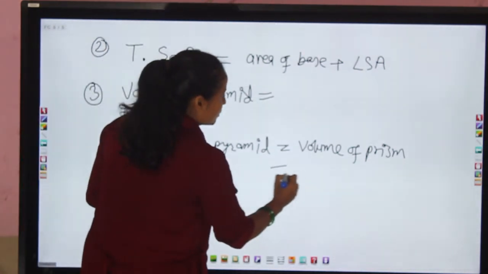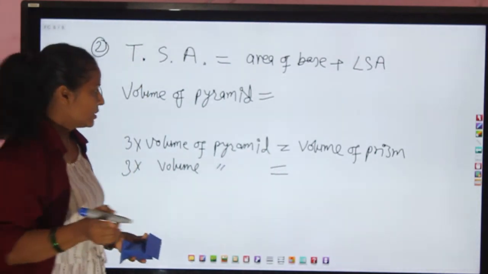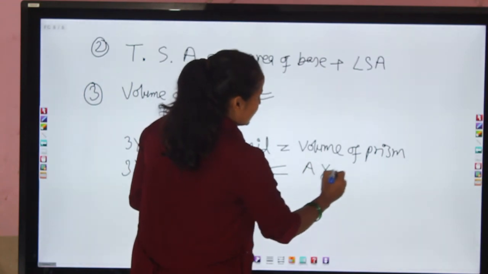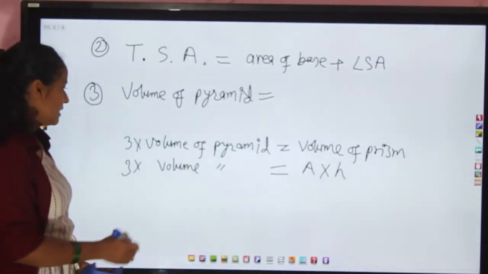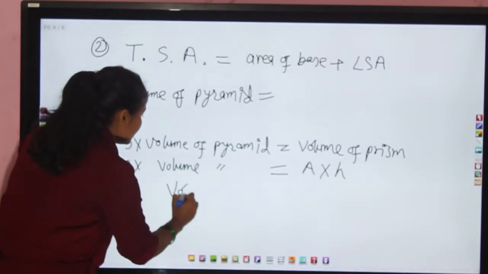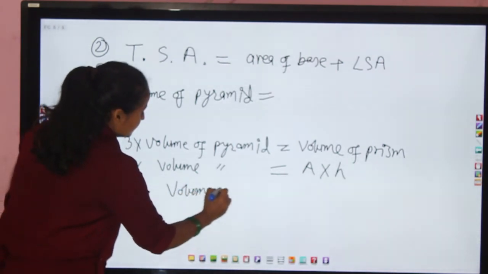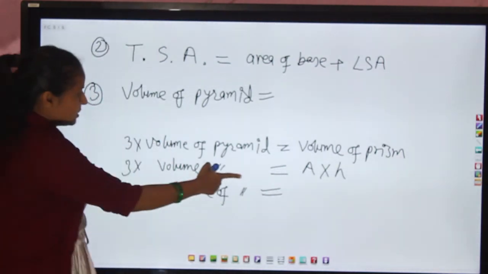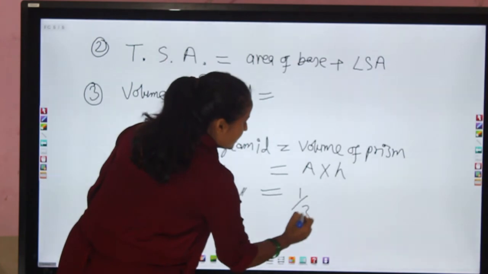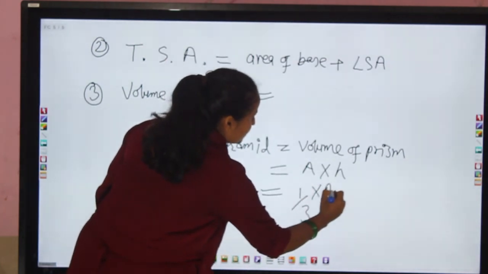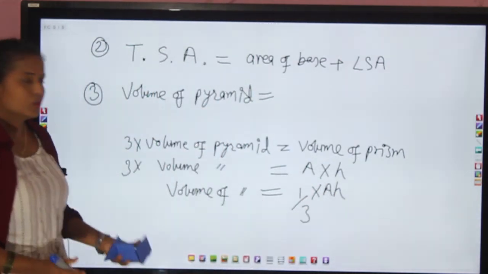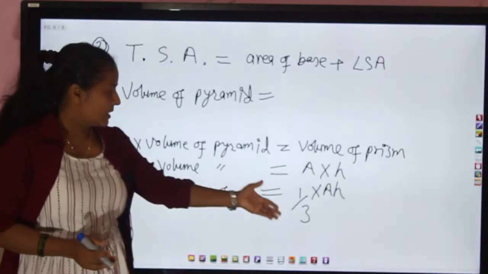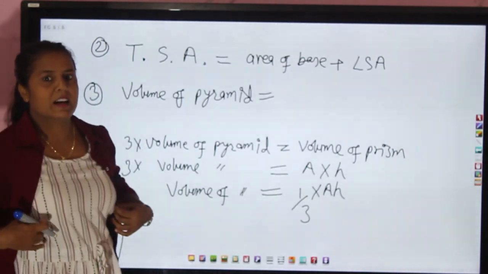the volume of pyramid is equal to, what is the volume of prism? We have already obtained the formula, area of base into height, A into H. So the volume of pyramid is equal to this, 3 goes there, 1/3 A into H. So the volume of pyramid is equal to 1/3 area of base into height.